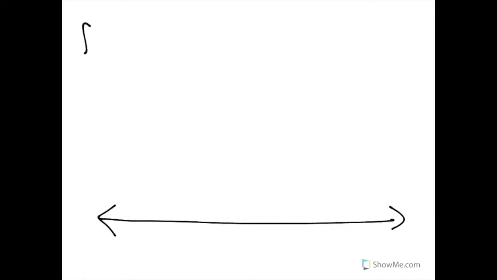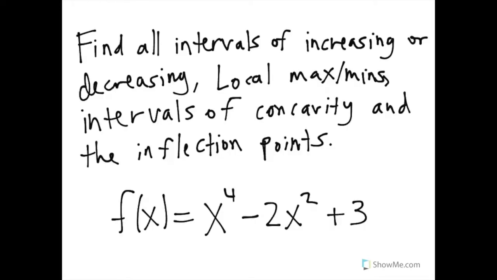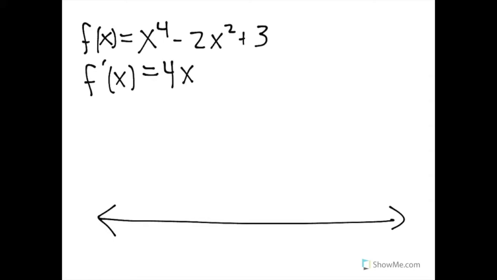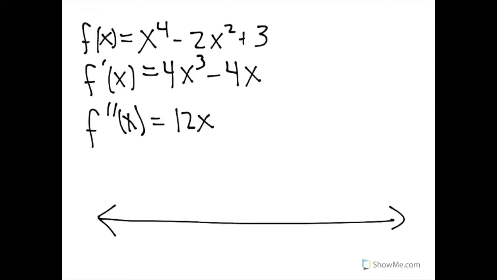So let's copy and paste here for a second. F of x was x to the fourth minus 2x squared plus 3. Okay, so you should want to find f prime of x, and f double prime of x.